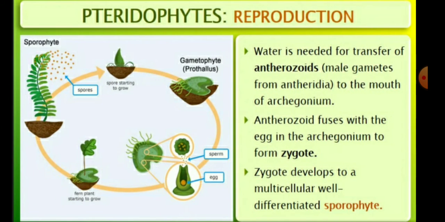So water is needed for the transfer of antherozoids, the male gametes, to the mouth of the archegonium, and the antherozoid fuses with the egg cell in the archegonium to form the zygote. So we know the fusion of the male and the female gametes is called fertilization, and after fertilization the zygote is formed, which develops into a multicellular, well differentiated sporophyte.